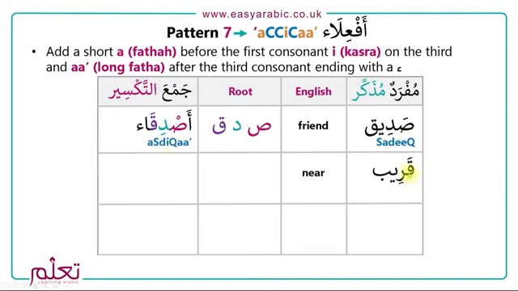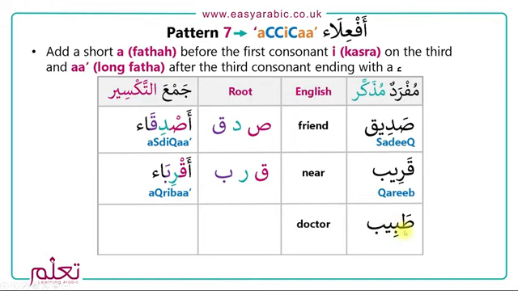Next one is qarib, qarib, which is near. So here we're going to have the alif, so with the fatha, alif, then the qaf with the sukun, aq, then the ra will have a kasra, aqri, and then the ba will have a fatha, alif, and the hamza, aqriba, aqriba.